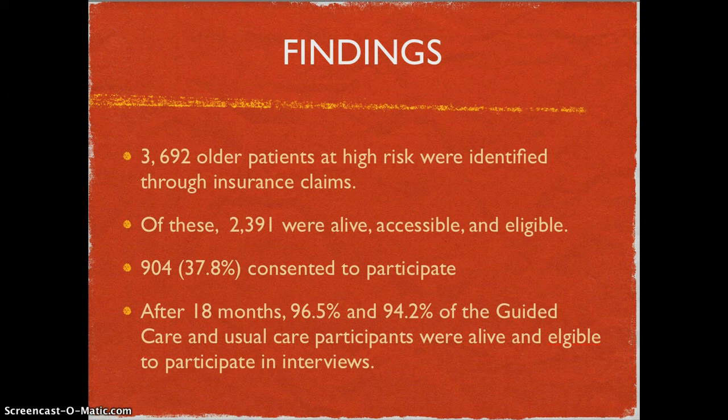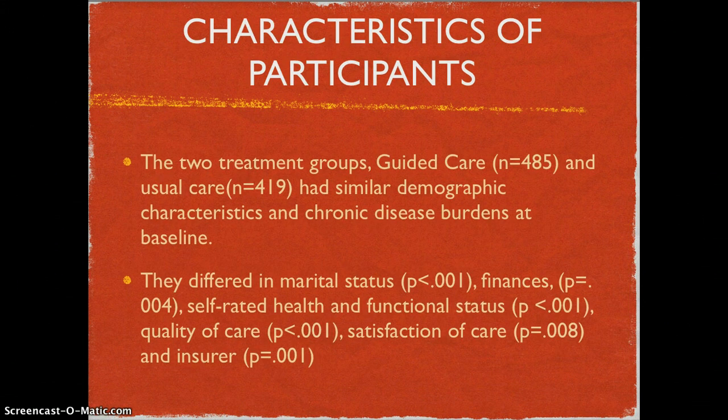3,692 older patients at high risk were identified through insurance claims. Of these, 2,391 were alive, accessible, and eligible. 904 consented to participate, so this was 37.8%. And after 18 months, 96.5% of the guided care and 94.2% of the usual care participants were alive and eligible to participate in the interview.